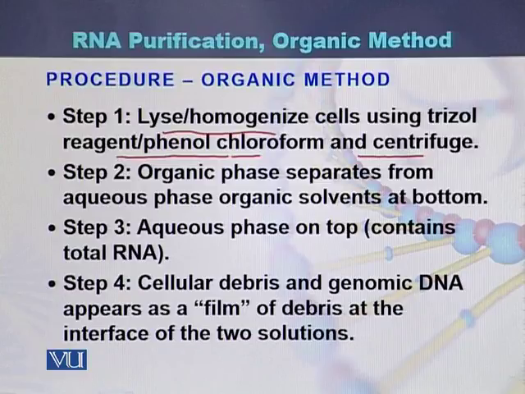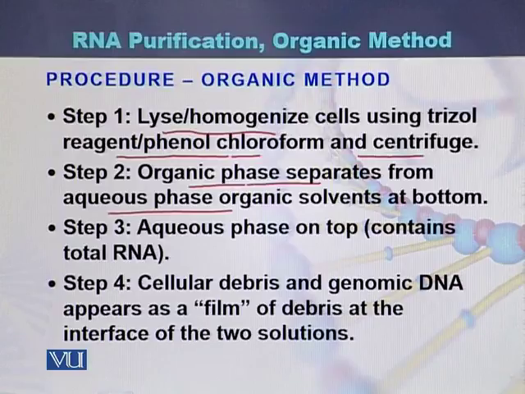During the second step, because there is phenol chloroform or TRIzol reagent, due to the presence of that reagent, the organic phase separates from the aqueous phase. So organic solvents are at the bottom, while RNA is present in the upper phase, which is aqueous. So by the presence of organic compounds, there are two phases. One is the aqueous phase, which is on the upper side, and the second is the organic phase, which is at the bottom of the tube.